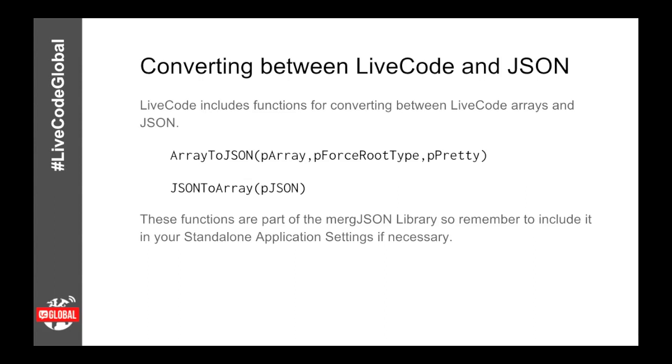The force root type parameter allows you to tell the conversion to force part of the JSON to be something other than the default. So you can force an array to be a JSON object, you can force a number to be a string. That allows you to force the type that the automatic conversion chooses. And the pretty parameter tells the function that you want the output to be nicely formatted. These functions are both part of the merge JSON library. If you are using it, do remember that you'll need to include that merge JSON library if you want to use these functions when you're building your standalone.